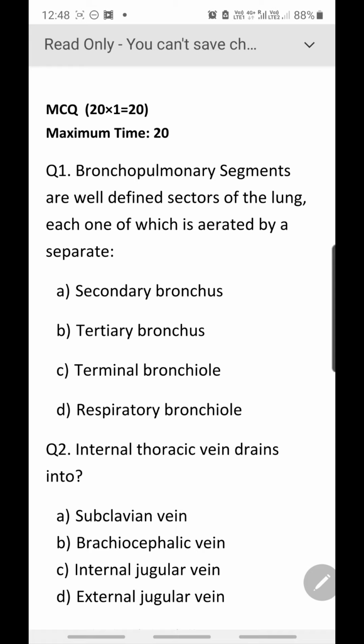Question number 1 was, bronchopulmonary segments are well-defined sectors of the lungs, each of which is aerated by a separate secondary bronchus, tertiary bronchus, terminal bronchiole or respiratory bronchiole. So the answer will be tertiary bronchus. Okay.